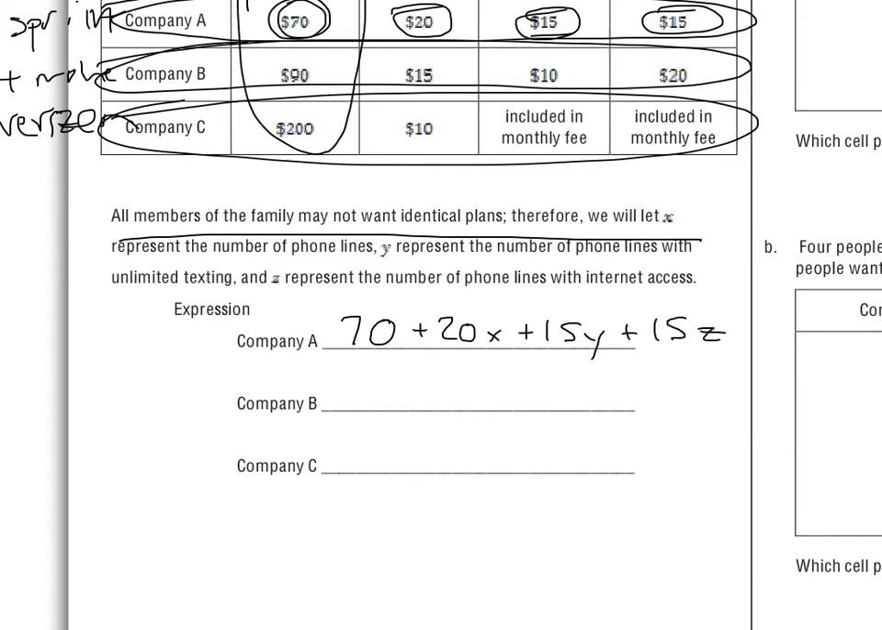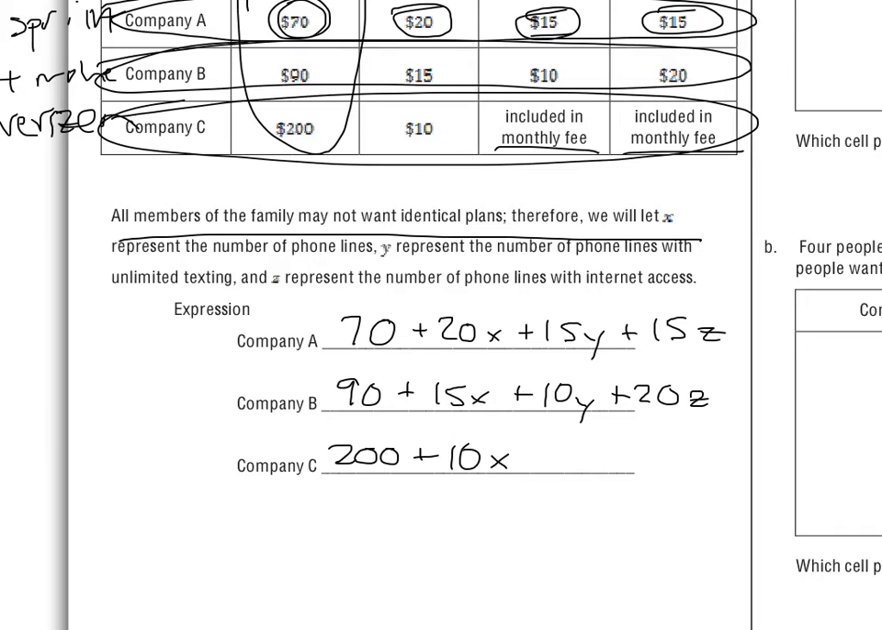So the expressions you should have written here are 90 plus 15x plus 10y plus 20z. And over here we see that these two things are included in the monthly fee, so those are going to come at no cost, no matter how much y and z are. So we have $200 up front no matter what, plus $10 for each line, and then it looks like everybody gets everything as part of the monthly fee.